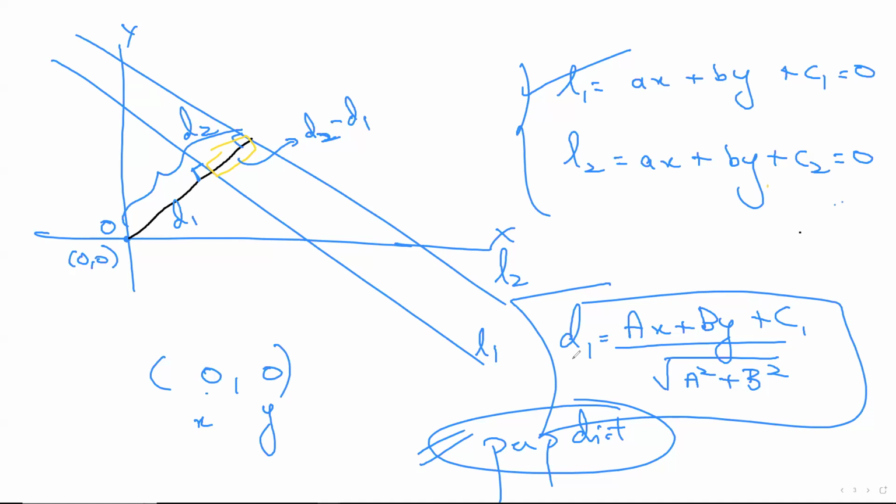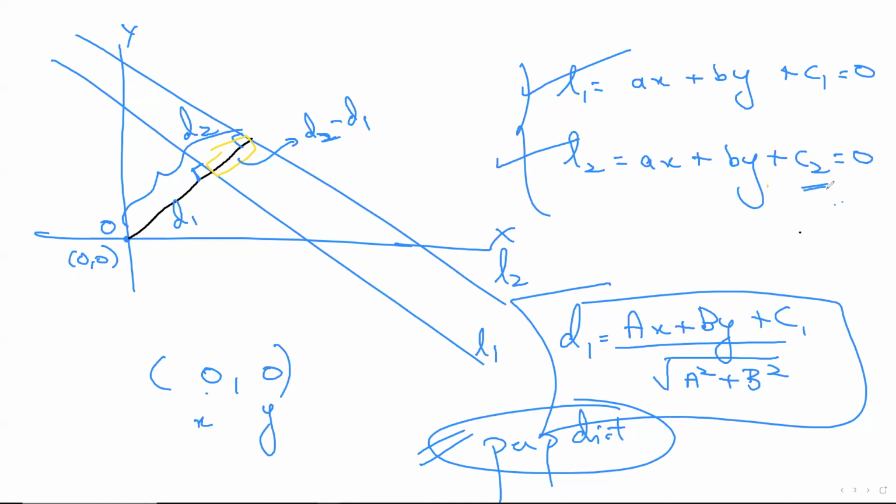So I'll be using the same perpendicular distance formula. I'll use the same formula, with only a small change here. Instead of writing C1, because I'm trying to find D2, I'll write C2. What's the logic? D2 is nothing but the distance from the origin to line 2. Line 2 is represented by L2, which means L2 has C2 in it.